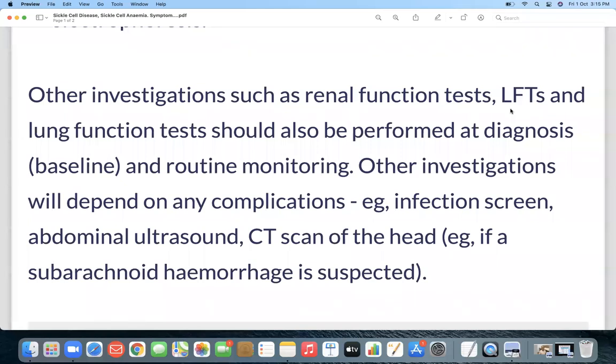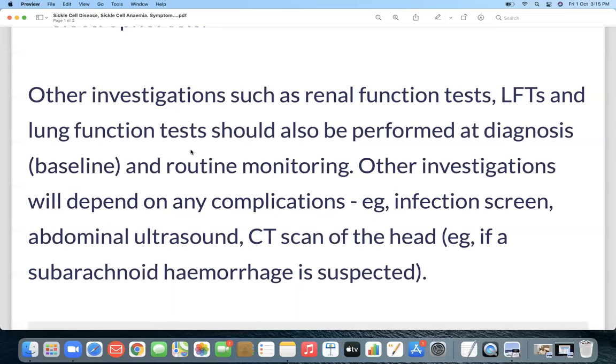Okay. So here, as usual, we have to do the renal function test. As Dr. Rohel was telling, it can affect the kidneys also. And there will be hepatomegaly and bilirubin will be raised. So you need liver function tests.